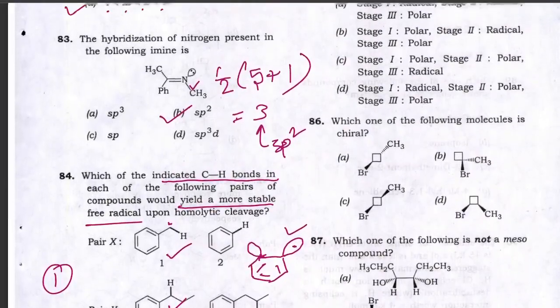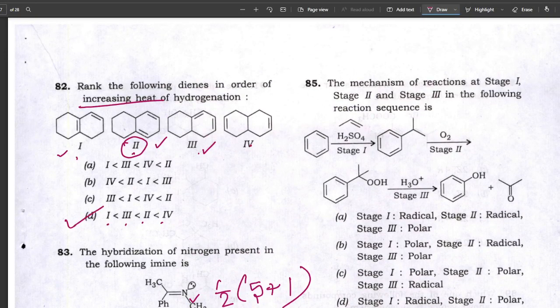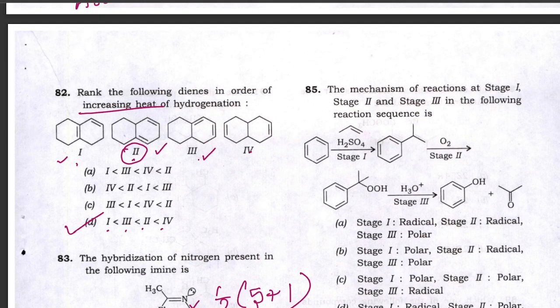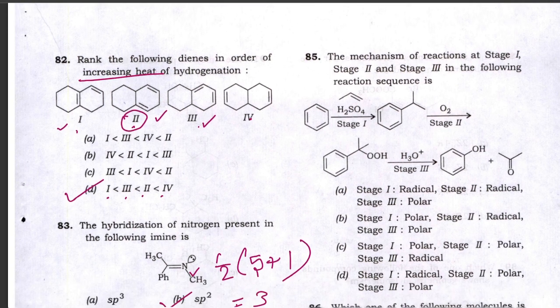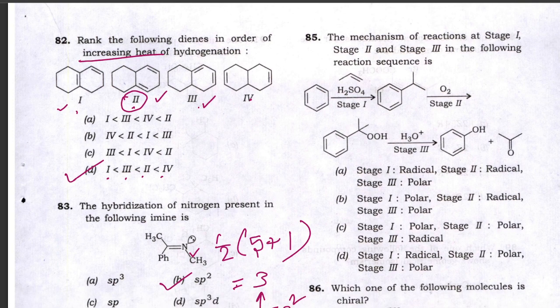Now moving towards the next question, 85. The mechanism of the reaction at stage 1, stage 2, stage 3 in the following reaction sequence. Now this question is very easy. You need not even know the mechanism of this question. This is actually a cumene phenol reaction.